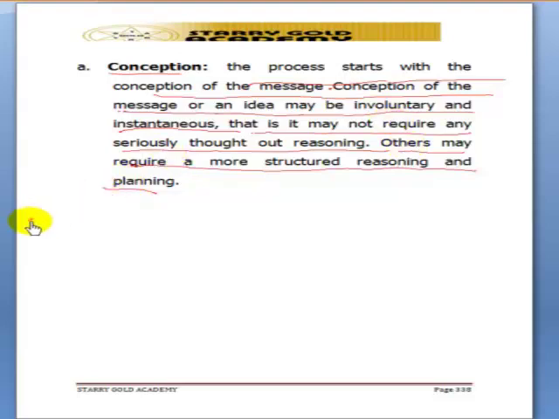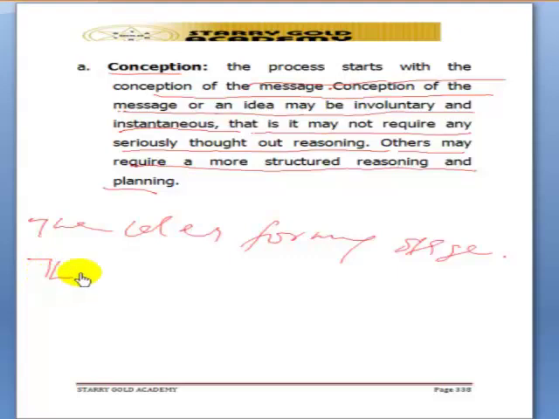So the conception is the idea forming stage. The idea is beginning to take shape.